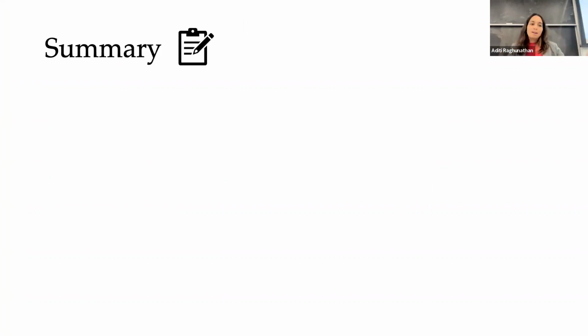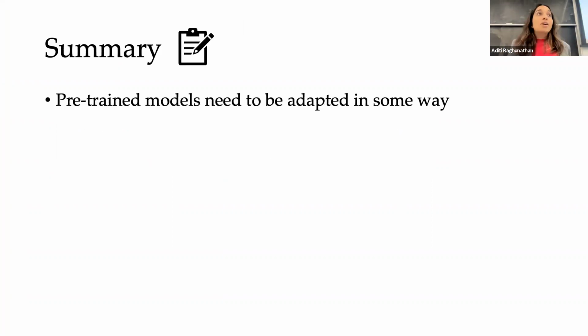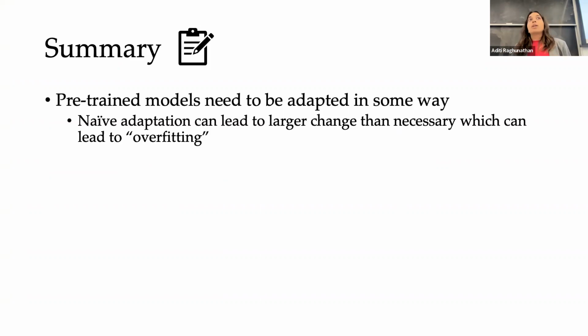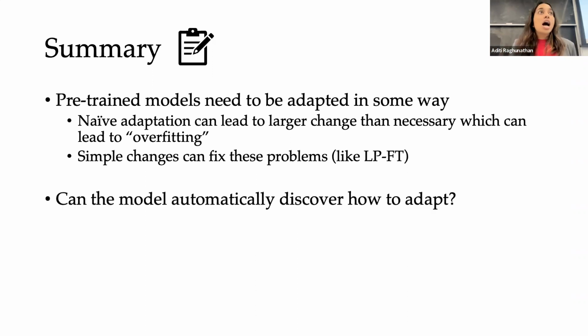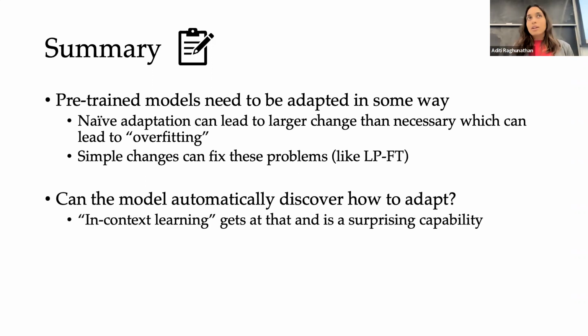To summarize everything in the last two minutes: pre-trained models need to be adapted in some way. Naive adaptation can be bad because we change more than we want, and we risk overfitting and losing information from the pre-training. Simple changes can fix these problems. One example was LP-FT, but there are probably a ton of things, especially in NLP, given the various kinds of prompting that we have, and there are probably a lot of interesting questions here. And then the question is, can we get the model to automatically adapt? In-context learning gets at that, and it's very surprising.